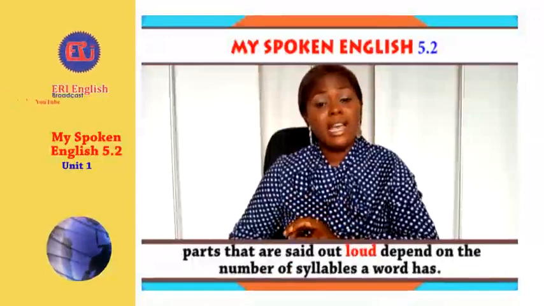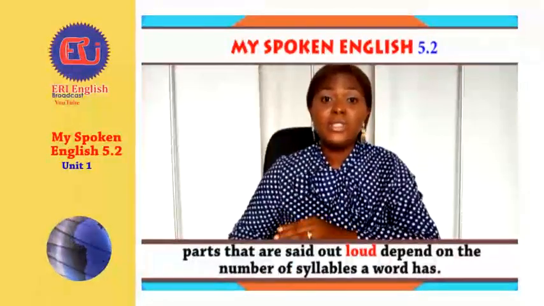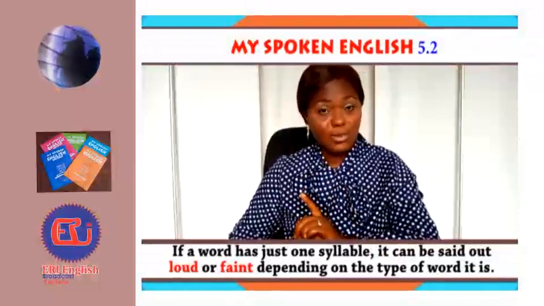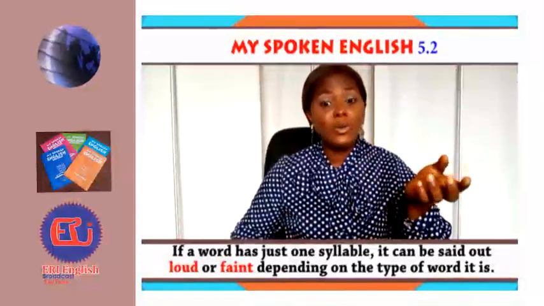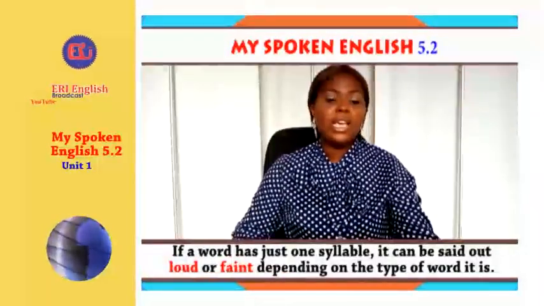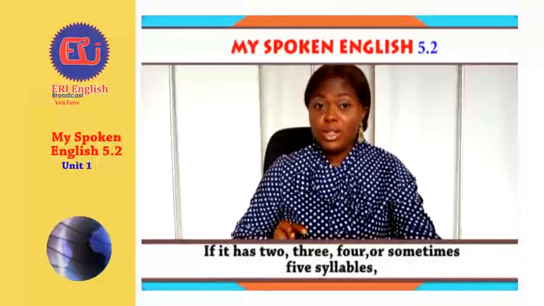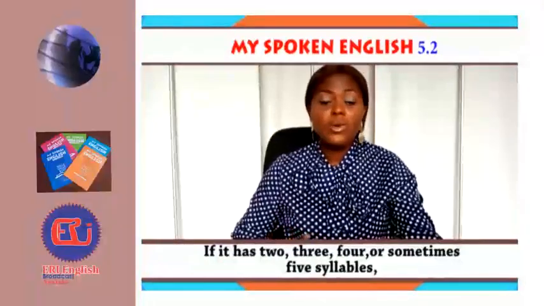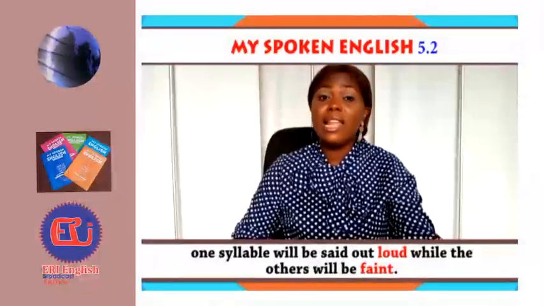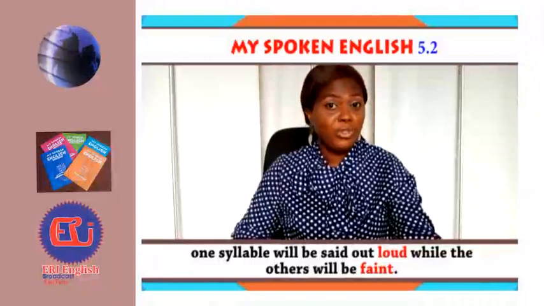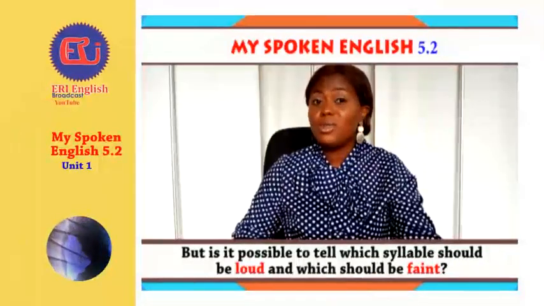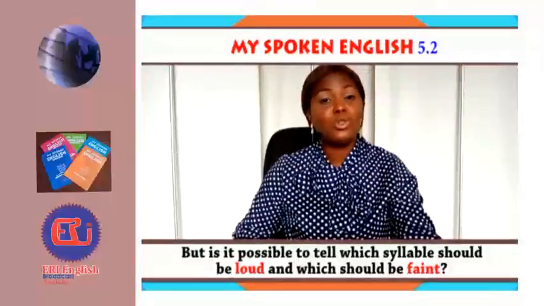The parts that are said out loud depend on the number of syllables a word has. If a word has just one syllable, it can be said out loud or faint, depending on the type of word it is. If it has 2, 3, 4, or sometimes 5 syllables, one syllable will be said out loud, while the others will be faint. But is it possible to tell which syllable should be loud and which syllable should be faint?